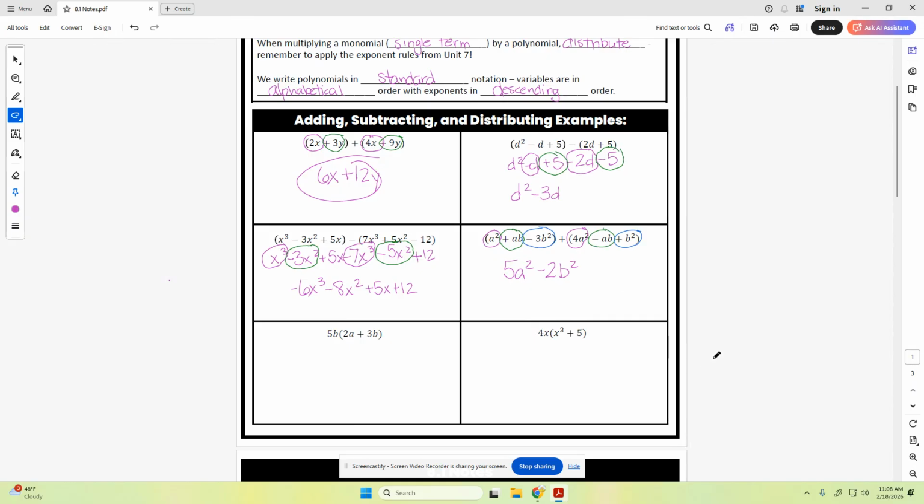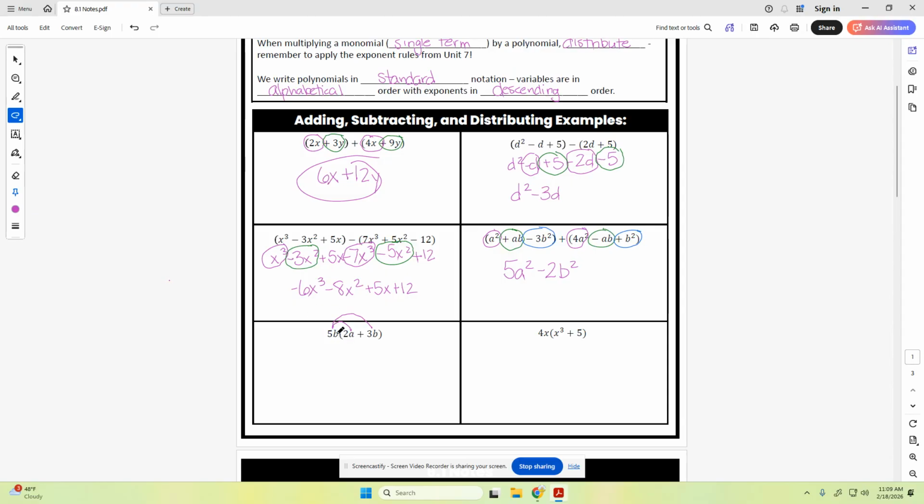So now we're going to move on to multiplying. So the multiplication of polynomials, so this is a monomial times a binomial. When we're multiplying, we are just distributing. So I am going to be multiplying this front term by the 2a, and then I'm going to be multiplying it by the 3b. And when we're multiplying these, we're really relying on the rules that we learned in Unit 7 for when we're multiplying with like exponents and things like that.